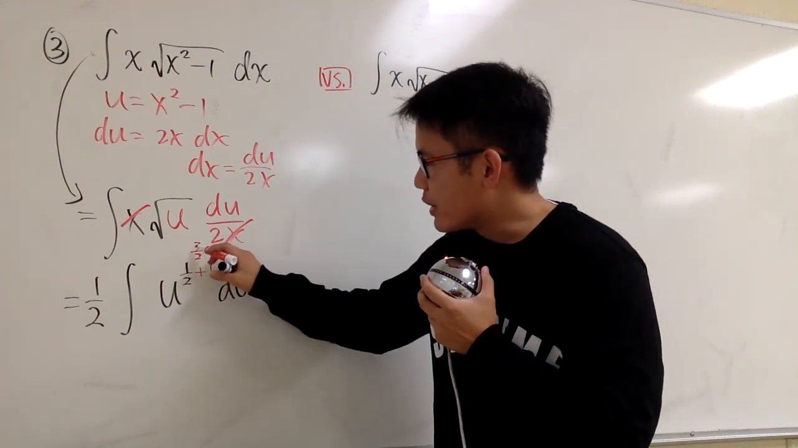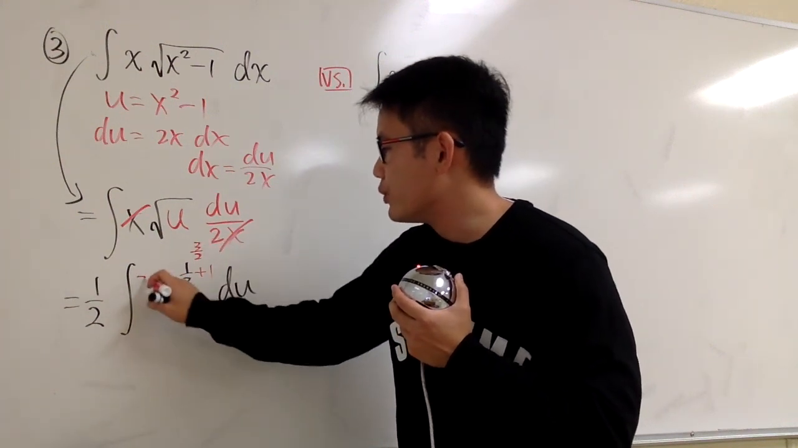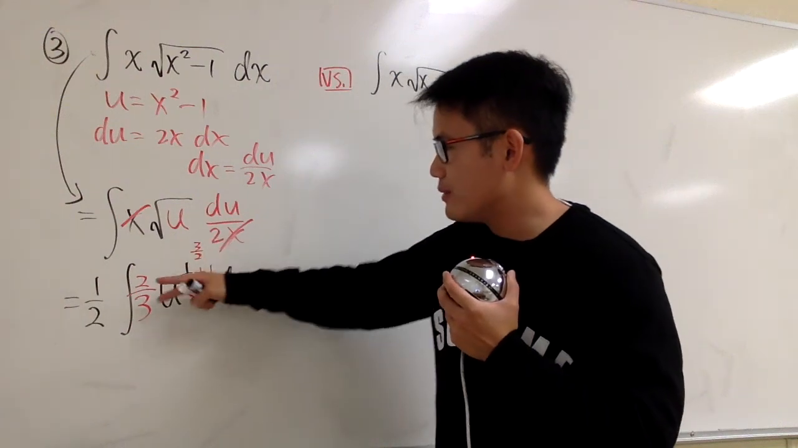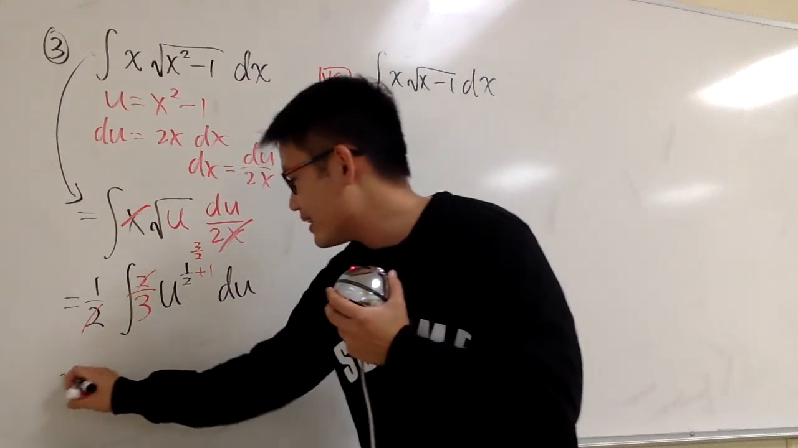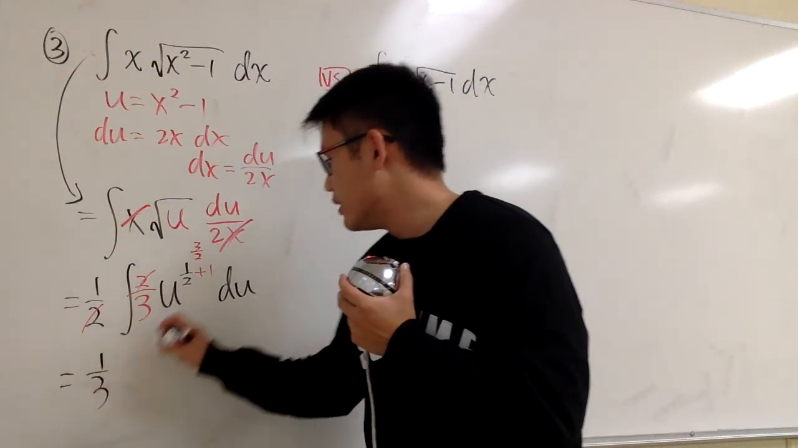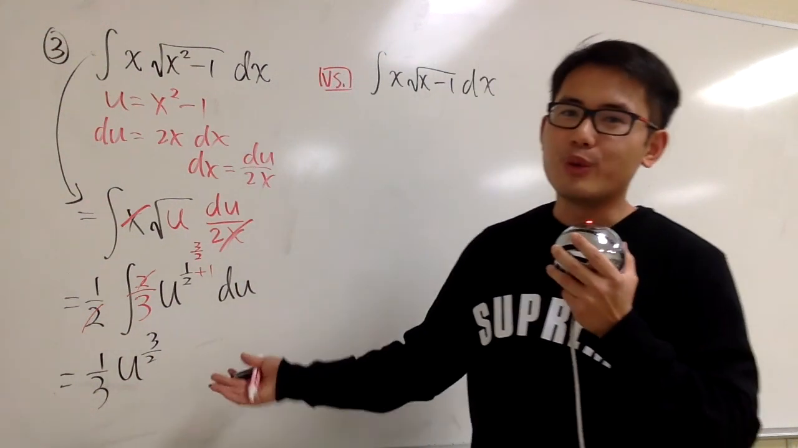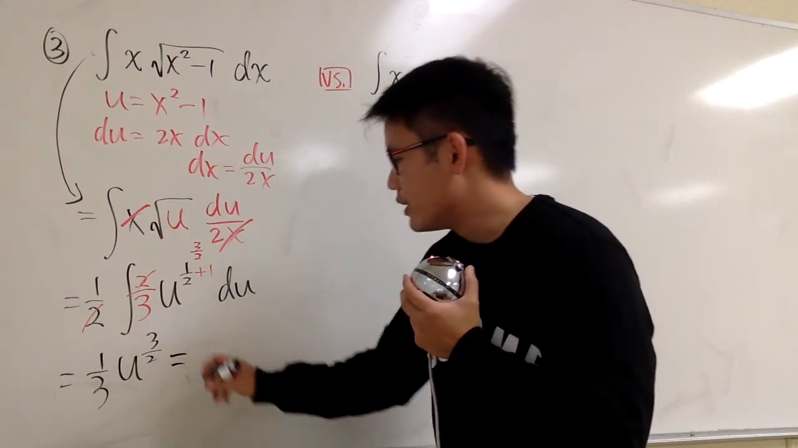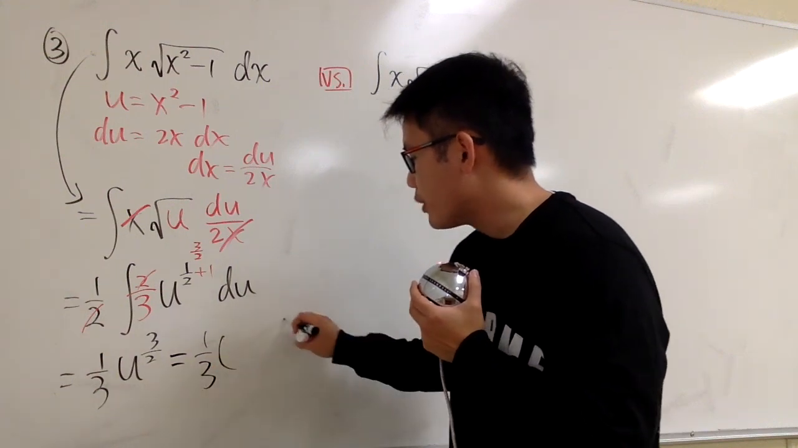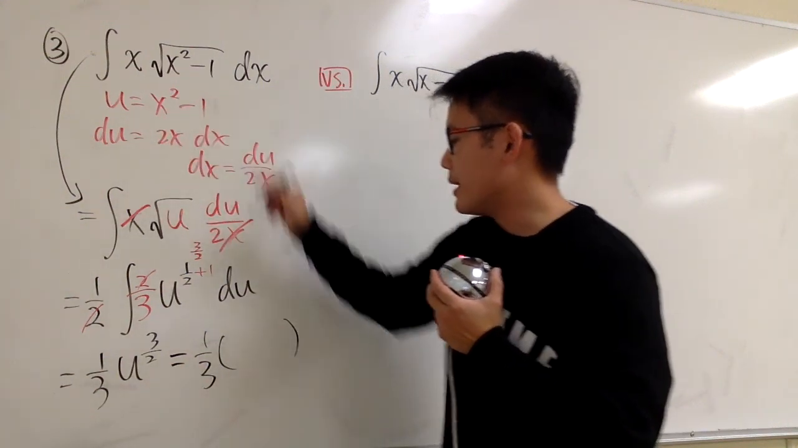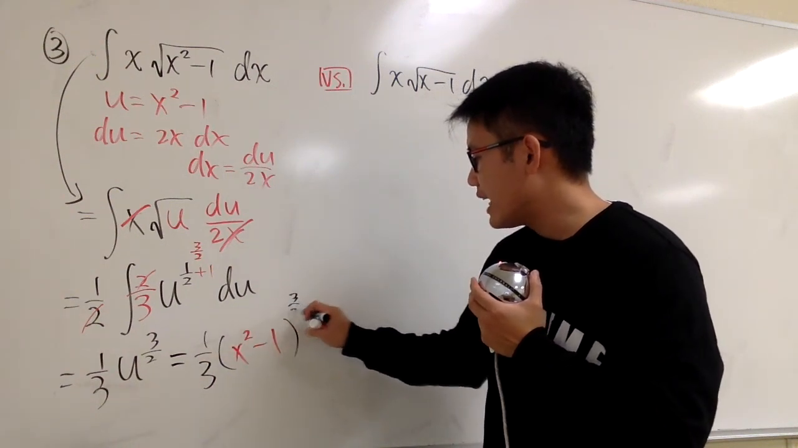And we have to divide by this right here, which is the same as multiplying by the reciprocal. So I'm going to put down 2/3, right? Reciprocal. And you see this 2 and that 2 will cancel each other out. Then 1/3. This is u to the 3/2 power. And then we are done with the integration step. And now we can just write this back in terms of x. So we have 1/3. I can open the parentheses for the u, which is x squared minus 1. And then all this raised to the 3/2 power.